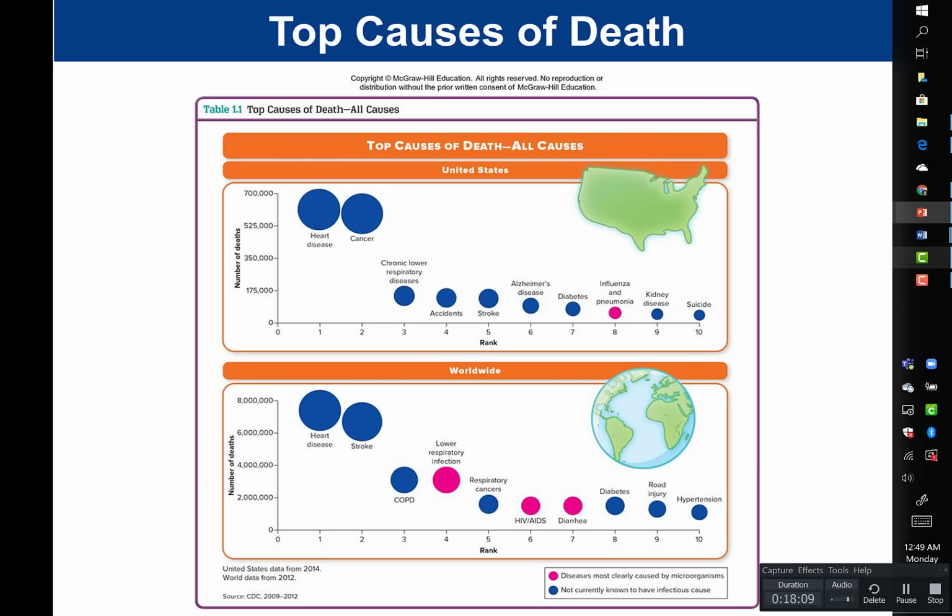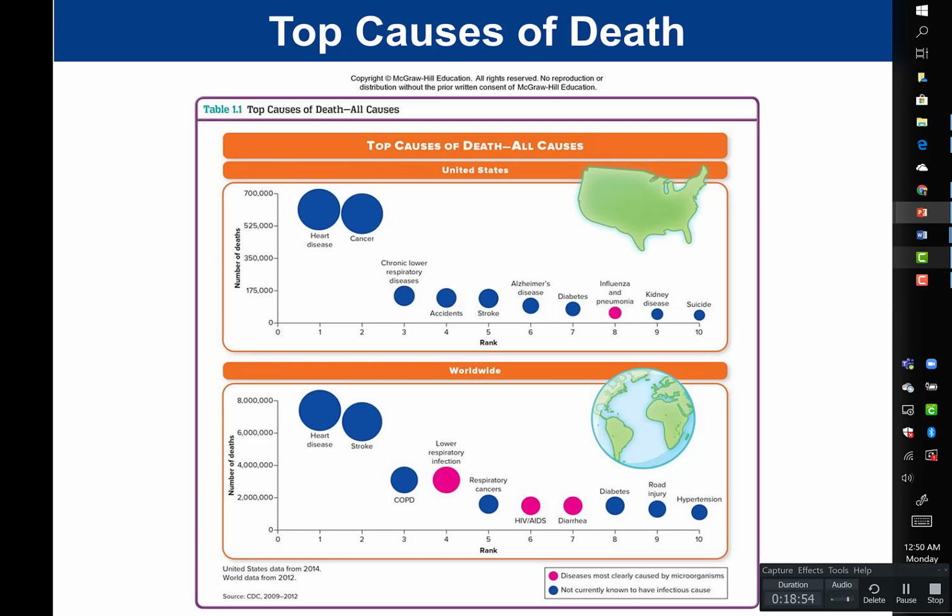Diarrheal diseases is number 7. In places that have poor sanitation or not clean water, diarrheal diseases can be very fatal. So that is actually number 7, and that is an infectious cause of disease. We have diabetes, then we have road injury, followed by hypertension, which is basically high blood pressure. You'll notice that in the world, 3 of the top 10 are infectious. In the United States, however, only 1 of the top 10 is infectious. And in fact, it's only number 8 compared to worldwide, where it was number 4, 6, and 7.